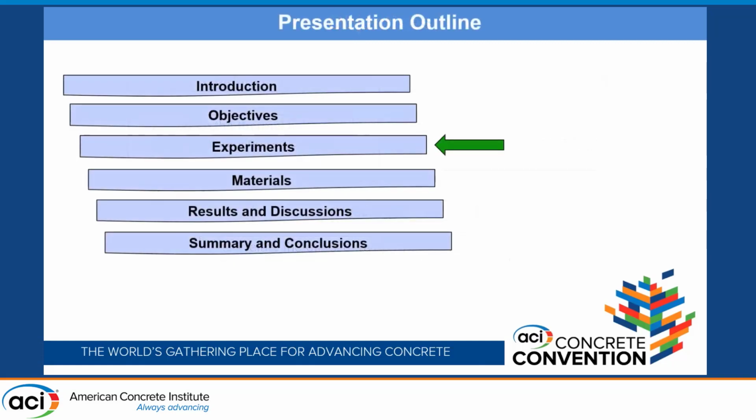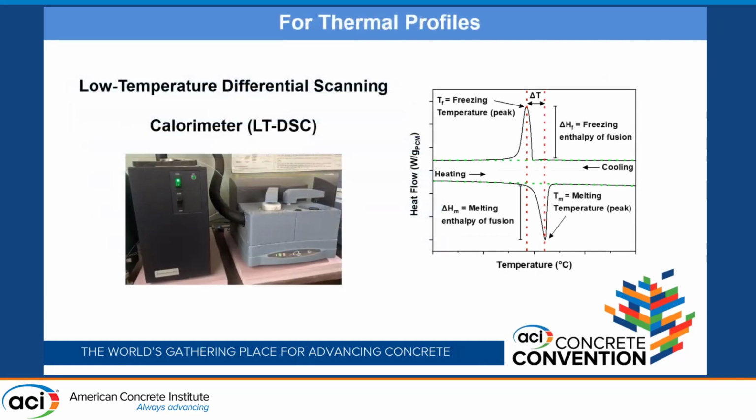For that, we have designed two different experiments. The first experiment is the low temperature differential scanning calorimetry test. By doing this test, we can get several data points for the material that we're using. We can get the freezing temperature, the melting temperature, the freezing enthalpy of fusion, and the melting enthalpy of fusion as well.